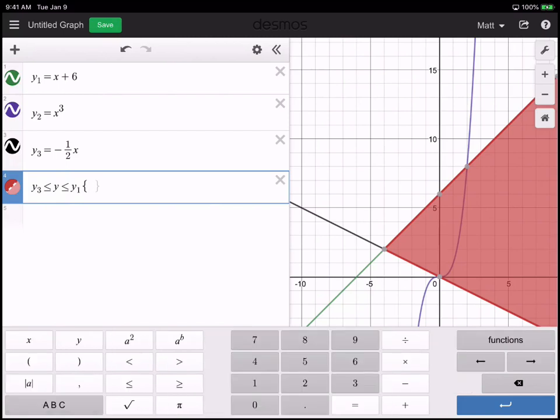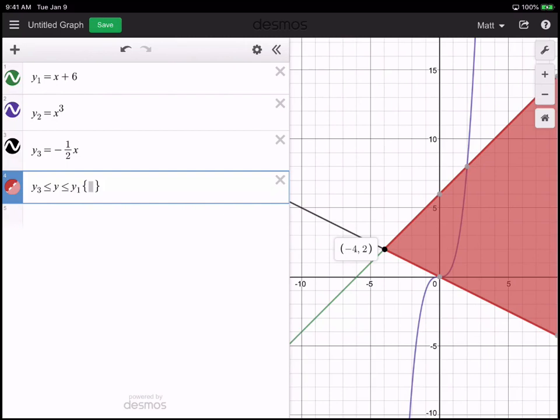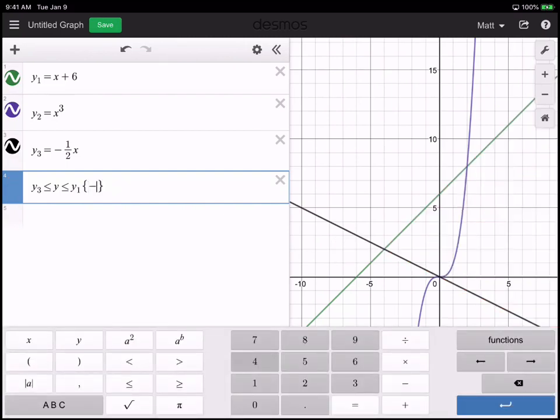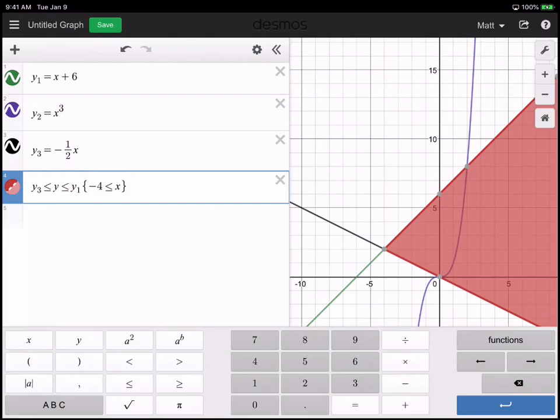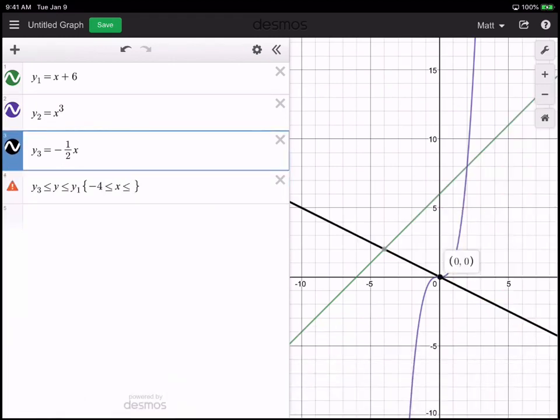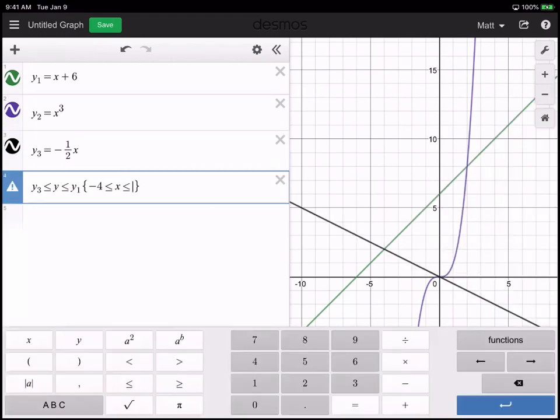And now we do an inequality with our x's. So if you tap on the point, it's negative 4, 2. So this really starts at negative 4, and then is less than or equal to x. And then that's going to be less than or equal to, well, our next intersection point happens at 0, 0. So we can just put a 0 in right there. And that's the first little area we have to find.